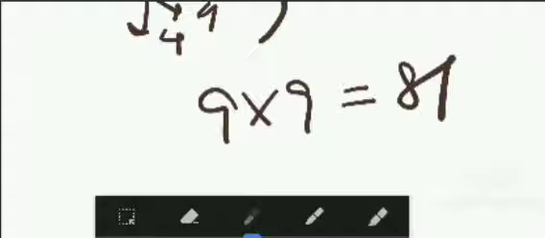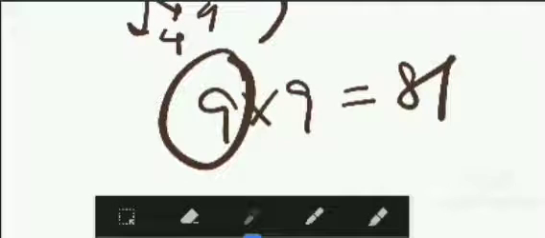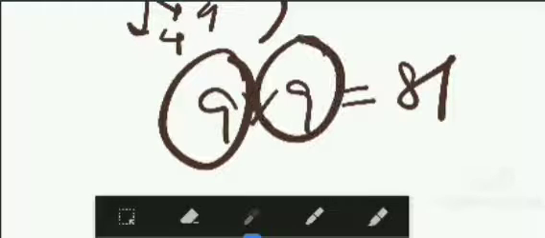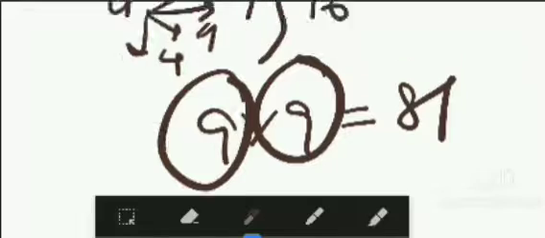In a similar way, 81 is given as one of these numbers, so you have to find this number. How to get that? Just find the square root of 81, and we all know that 9 nines are 81. That means there are 9 shelves, and in each shelf there are 9 books. In a similar way we will get the same answer.